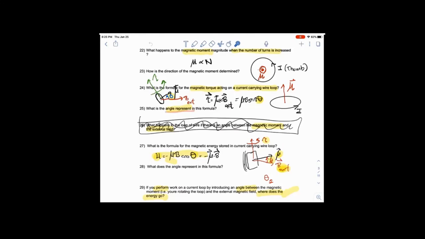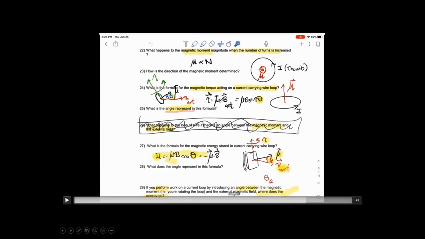I know I energized it because if I let it go, what's going to happen? That energy that I stored inside the loop is going to turn into kinetic energy of the loop until it's lined up along the direction of the magnetic field one more time. So the amount of rotational work that I do in getting this loop out of alignment is going to become stored in this loop as its potential energy. That's exactly what this formula represents. This formula represents the amount of rotational work that I have to do in order to get the magnetic dipole moment out of alignment relative to the external magnetic field, by introducing this much of an angle between the external magnetic field and the dipole moment. So the amount of work that I do goes into the potential energy of the loop.